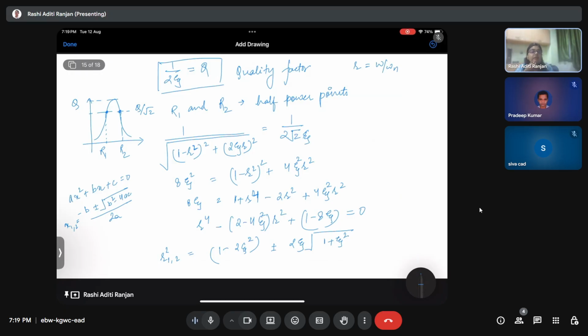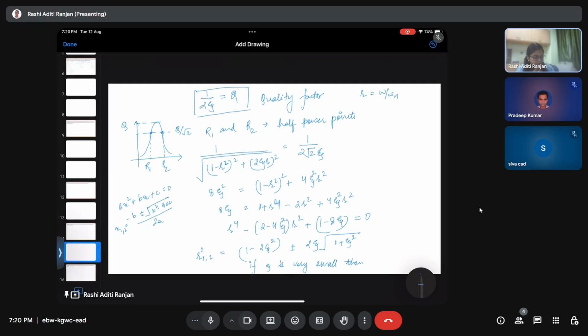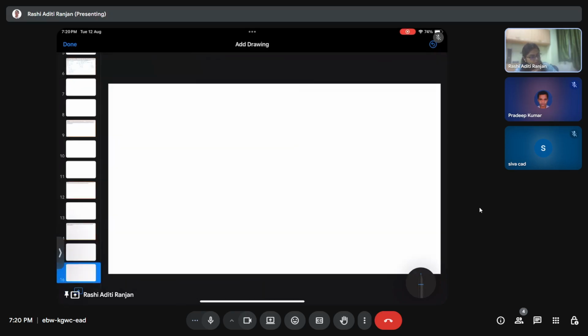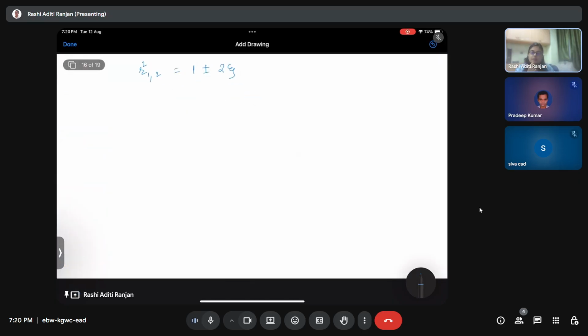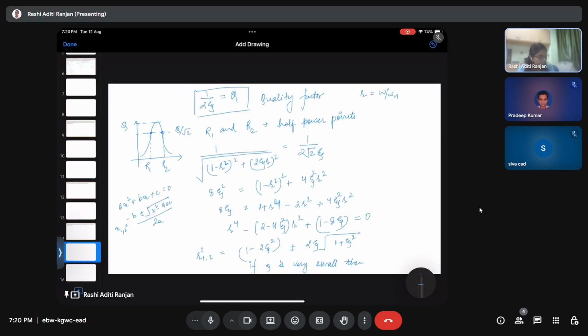Now if we consider that η is very small, then R1,2 squared is going to be what? 1 ± 2η, right? Because if I'm considering η as small, this I'll assume as 1, this I'll assume as 1, so it will be just 1 ± 2η.